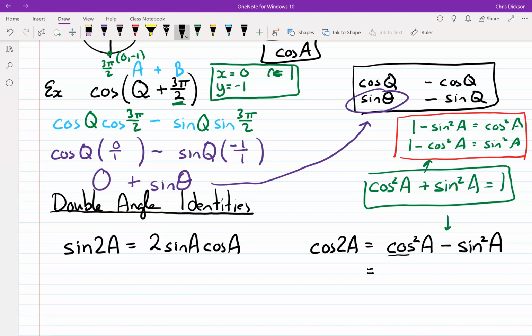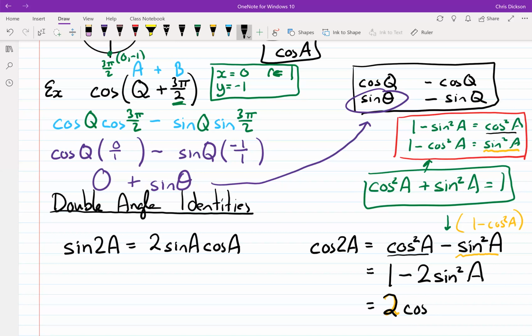So if you replace cos squared a with 1 minus sine squared a, then you actually get 1 minus 2 sine squared a. And if you replace the sine squared a with 1 minus cos squared a, you're subtracting that 1 minus cos squared a. And so what that gives you is 2 cos squared a minus 1. Okay, so I'm cramming stuff in here.